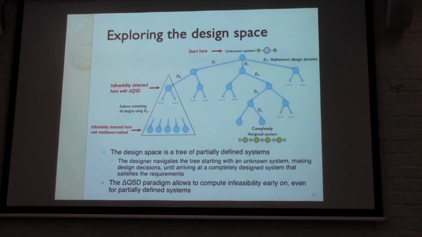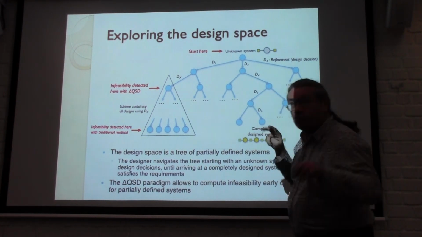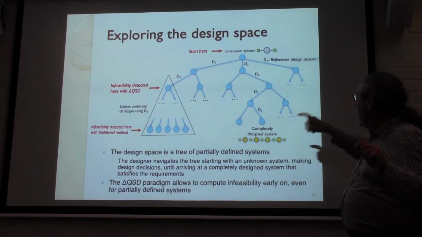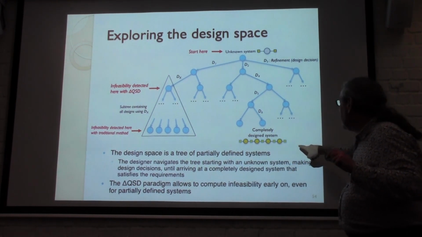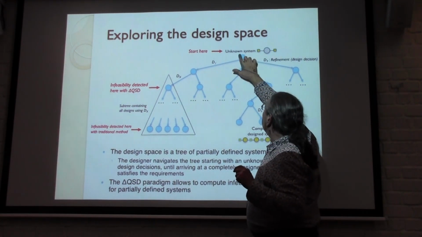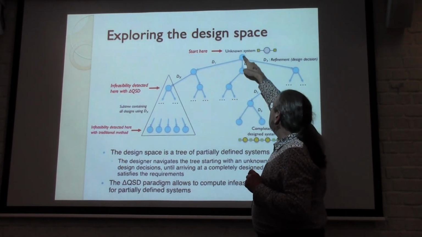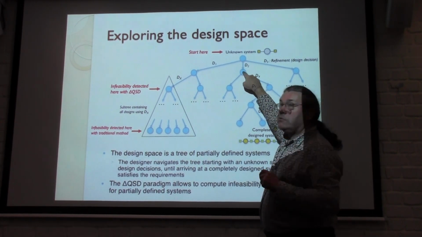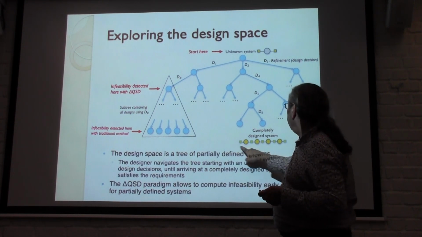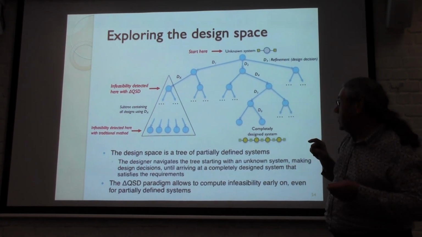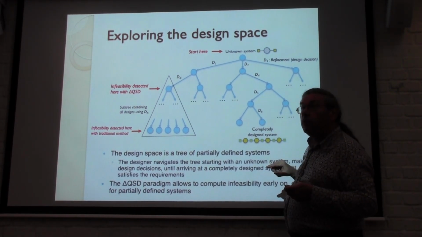So here's the whole design approach. Okay? So these blue nodes are partial designs. And the leaves of the tree are completely designed systems. And the root of the tree is the unknown system. So I have this unknown system with this gray box, and I make a design decision. I say, I want to put in a Cassandra database or whatever. And I keep making decisions until I get a completely designed system. Okay? And each step of the way, I can compute the performance.